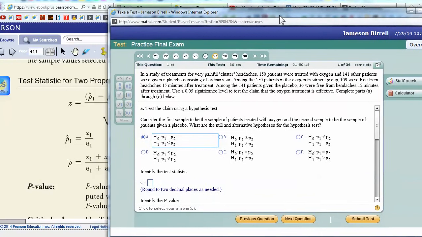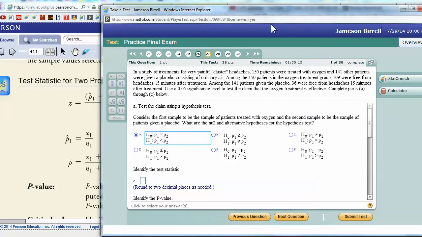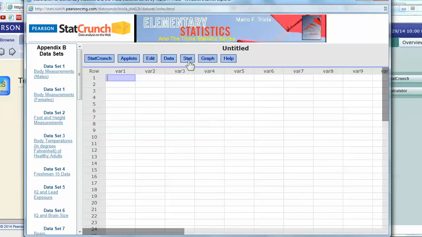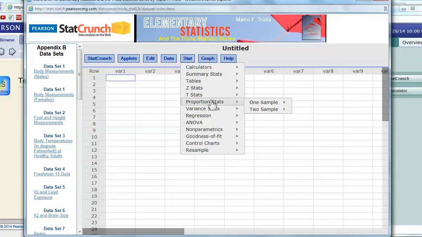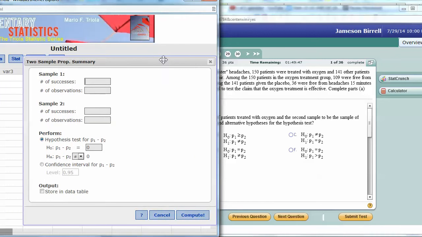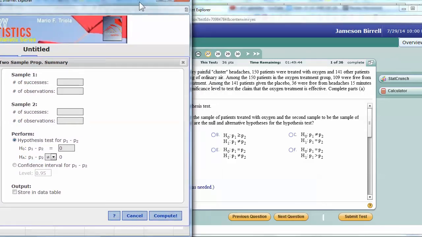If I was doing the test and I wanted to use StatCrunch, I wonder if I could just put all my pieces in here. Try Stat, Proportion, Two sample, with summary. Number of successes. Successes being having no headache or being free from a headache.